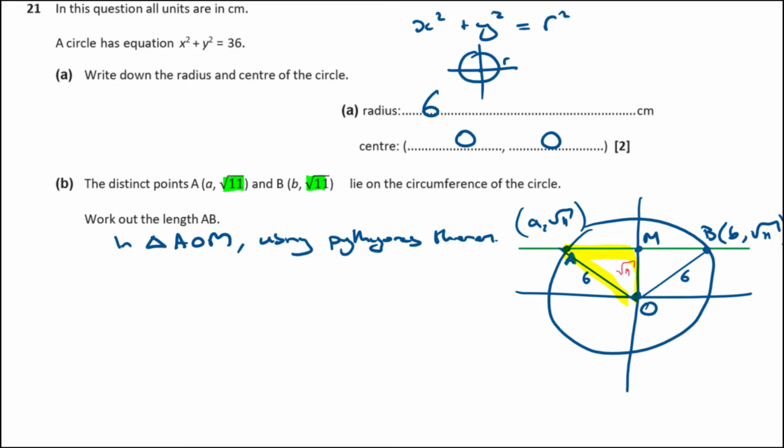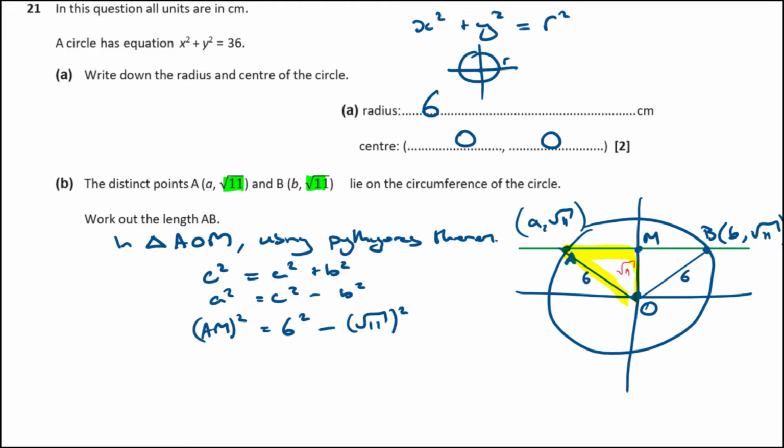So c squared equals a squared plus b squared, doesn't it? Okay, where c is the longest side, so rearranging it for one of the shorter sides, then a squared is going to be c squared minus b squared. So in other words, the line AM all squared is going to be the long side, 6 squared, minus the shorter side, root 11 squared.